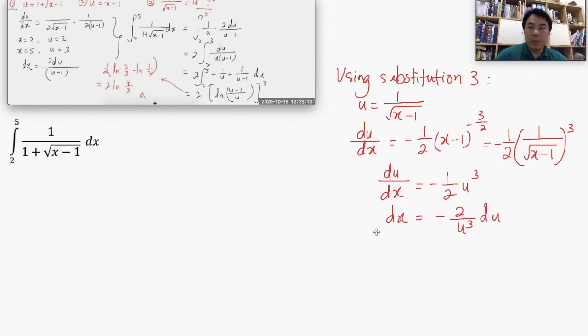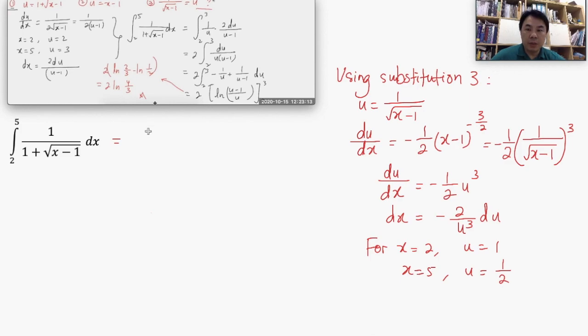And then the same thing, we're going to define its lower boundary and upper boundary. So for x equal to 2, our u is equal to 1. For x equal to 5, our u is equal to 1 over 2. All right. So now we are ready. We're going to substitute all this setup into here.